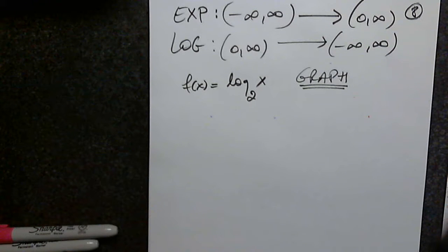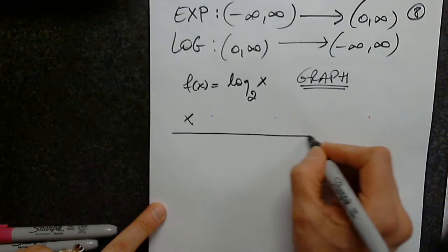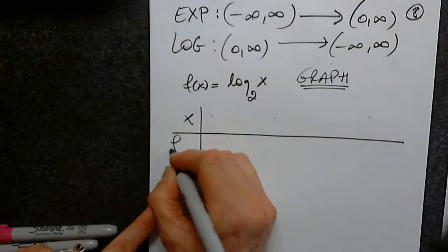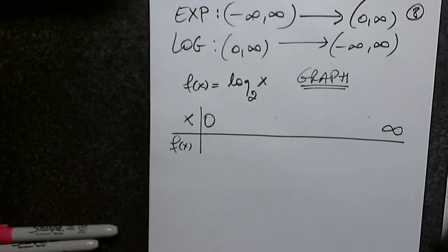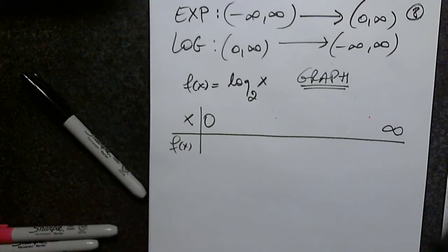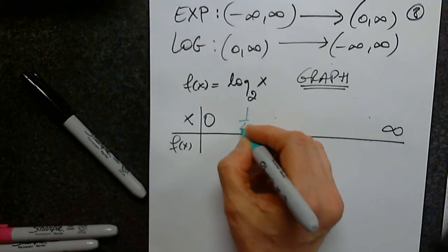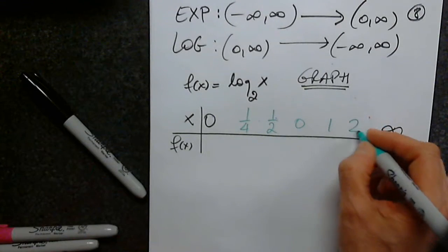Then we're going to look at one with transformations. Okay. Domain, please. Pure log function. Very nice. Thank you. Domain 0 to infinity. Because the base is 2, I'm going to use powers of 2. Let's say 1 over 4, 1 over 2, 0, 1, and 2.